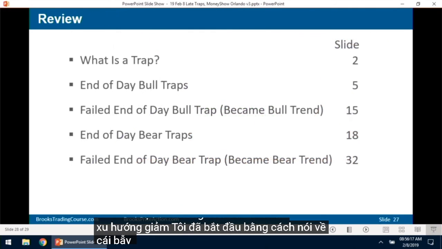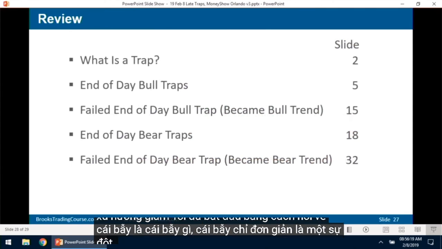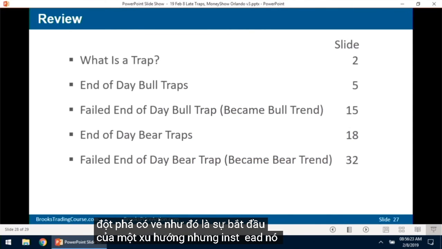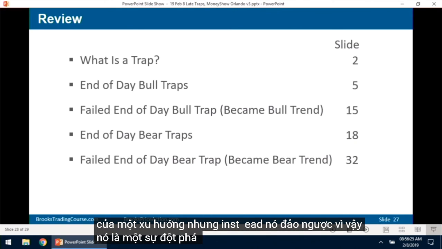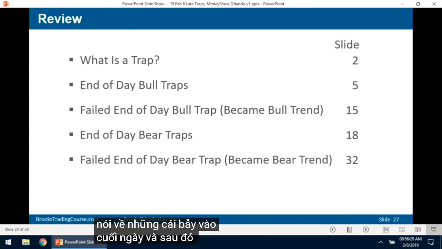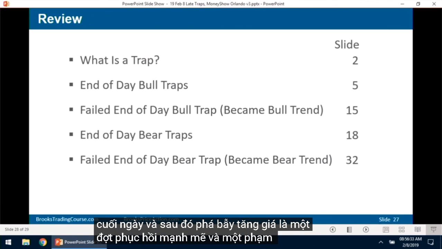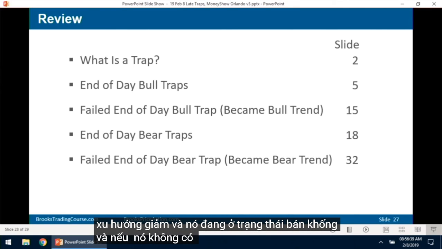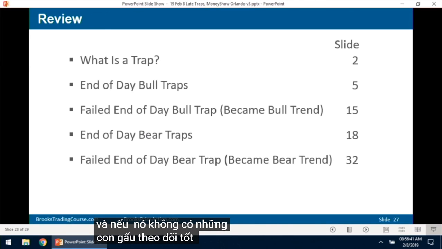I began by talking about what a trap is. A trap is simply a breakout that looks like it's the start of a trend, but instead it reverses, so it's a failed breakout. And I'm talking today about traps at the end of the day. The end of the day bull trap is a strong rally in a trading range or in a bear trend, and it's short covering. And if it does not have good follow through, bears will sell below a bear bar closing near its low, looking for a resumption of the bear trend.